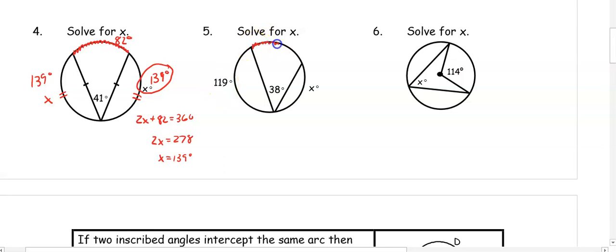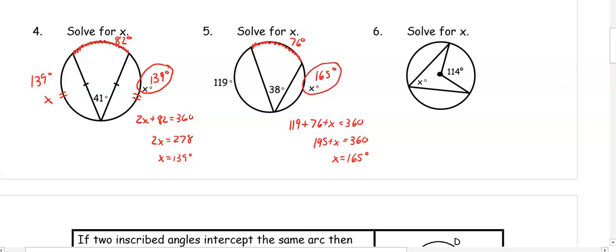In number 5, we know one of the arcs is 119. We know that this 38 degrees is intercepting this arc, so we can double 38 to get 76. So to find x, we know that 119 plus 76 plus x is equal to 360. 119 plus 76 is 195. So we have 195 plus x equals 360. We can subtract 195 to get that x is 165 degrees.